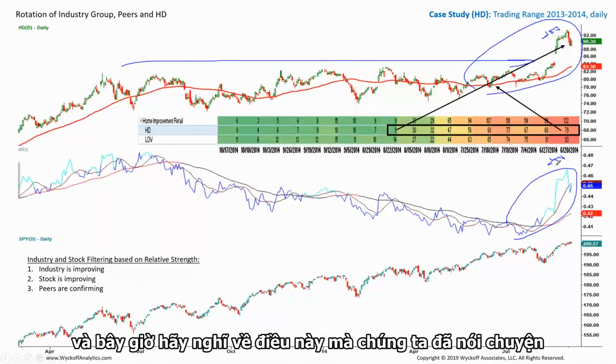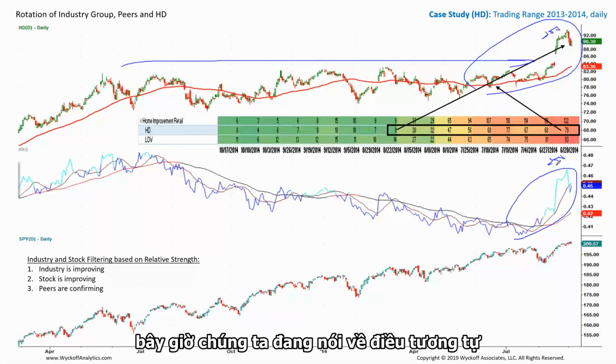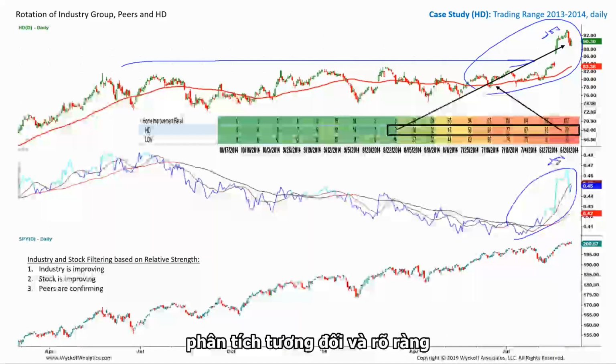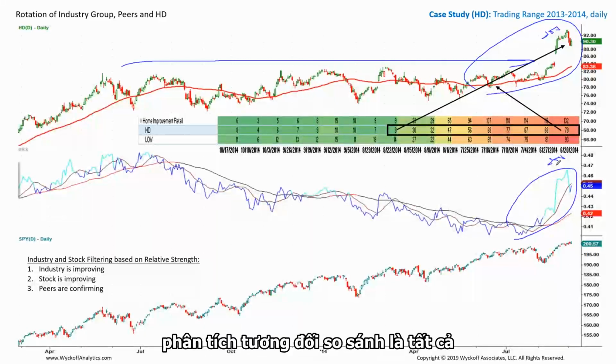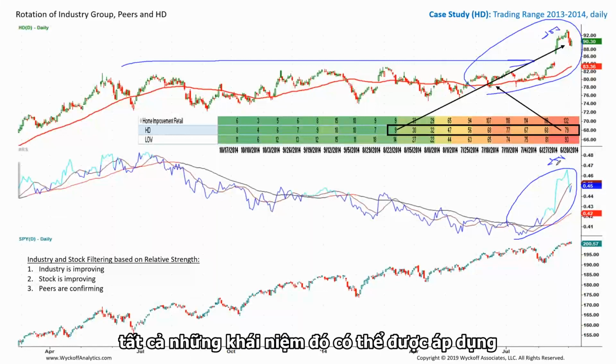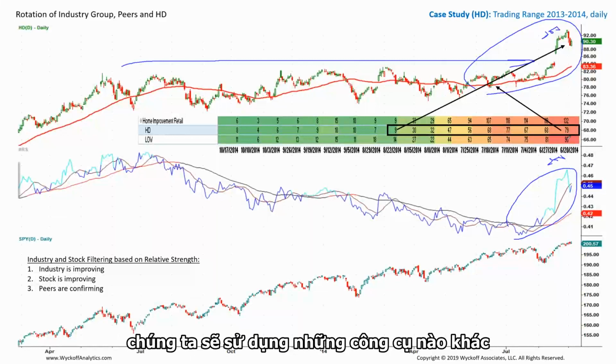And now think about this. We've talked about the change of behavior, change of character, where? In the price structural analysis. Now we're talking about the same change of behavior in the comparative relative analysis. And obviously comparative relative analysis is all about the price behaviors as well. But still, all of those concepts could be applied to the relative performance. So what other tools would we use?